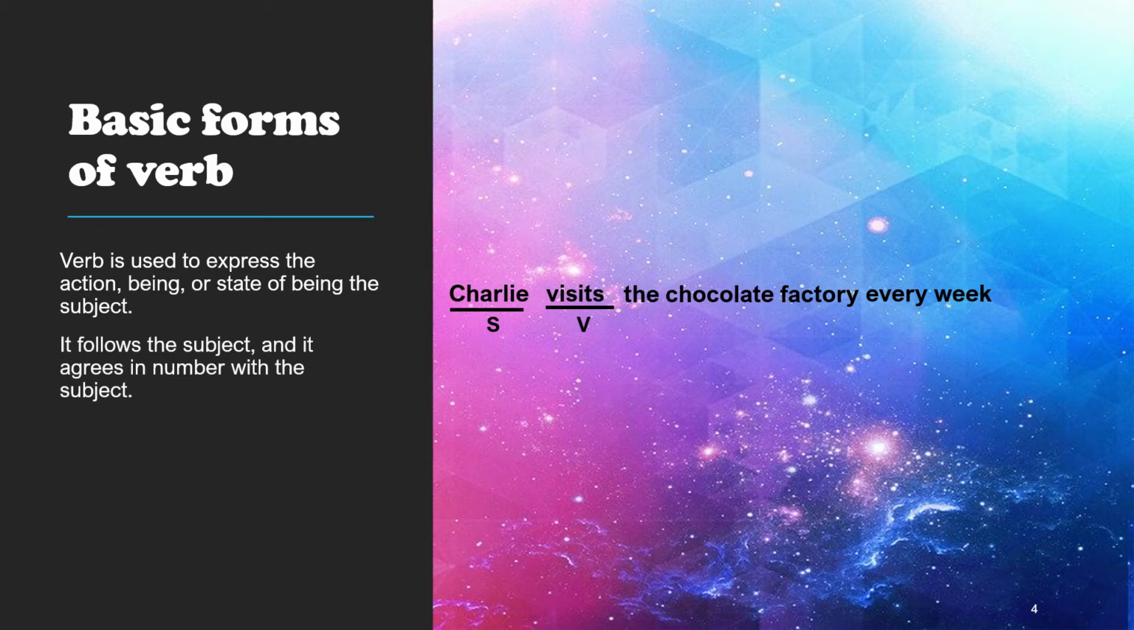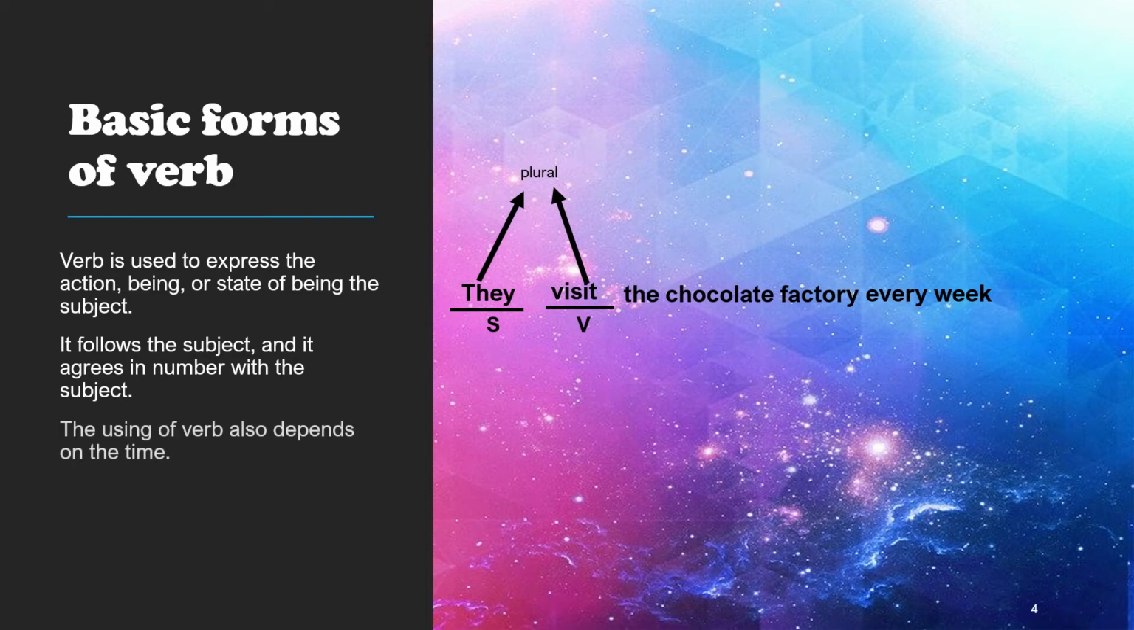And it follows the subject and it agrees in number with the subject. Remember, it follows the subject. Look, the verb comes after the subject and it agrees in numbers with the subject. If the subject is singular, then the verb is singular. Please remember what we have learned on the previous lessons about the subject-verb agreement. And if the subject is plural, you see, the verb is also plural. That's what it means by agrees in number with the subject.